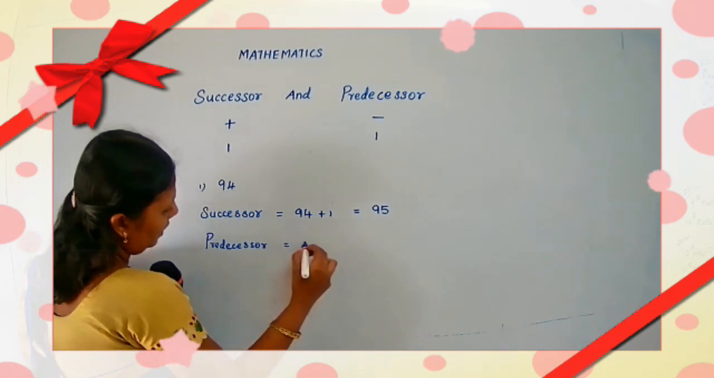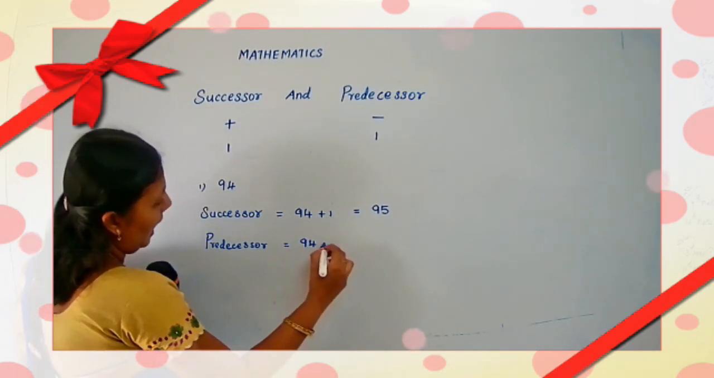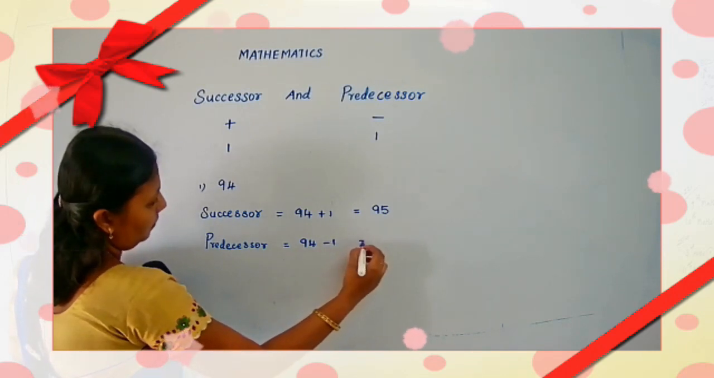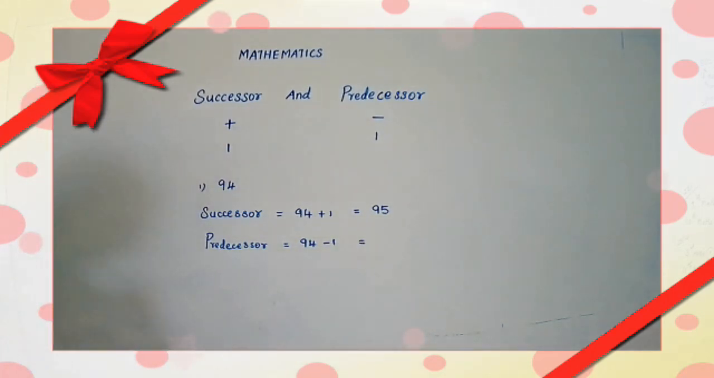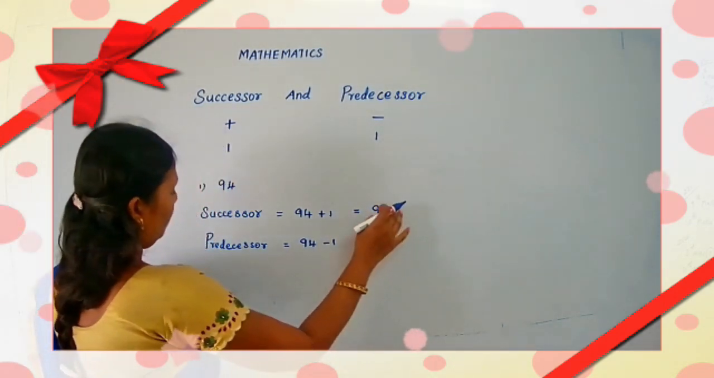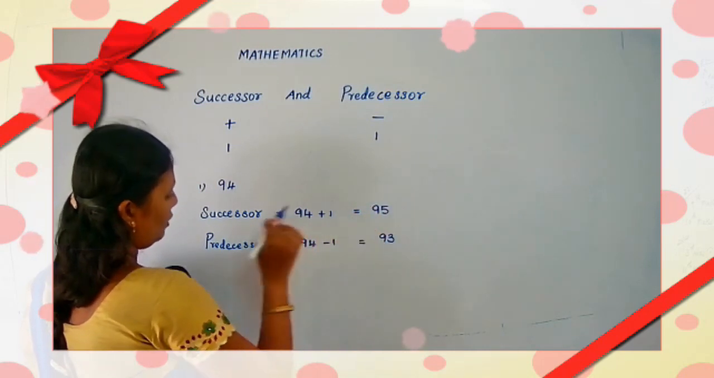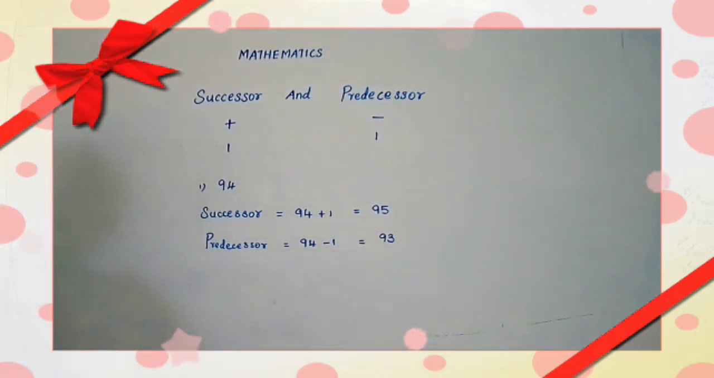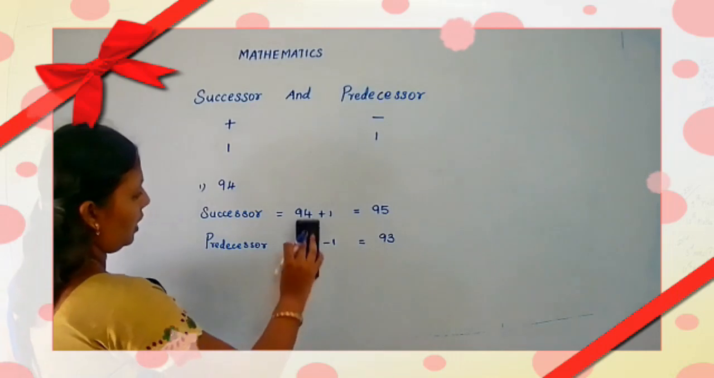And predecessor means the given number 94 and subtract 1. By subtracting 1 from the given number, 94 minus 1 is 93. So this is the answer for successor and predecessor. The successor answer is 95. The predecessor is 93. Do you understand, children?